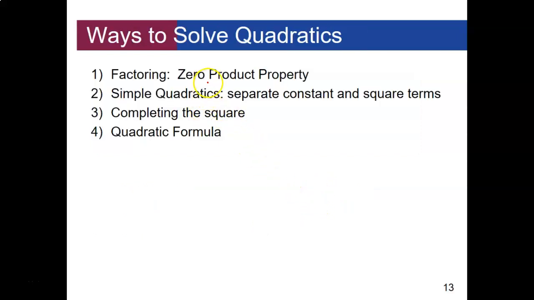Okay, so in solving quadratics, we have basically 4 different ways we're going to approach it. First of all, if you can factor it and factor it easily, then that's going to be your easiest way. The second one is occasionally you get lucky and you have quadratics that really don't have just an x term, so you're able to separate your constants and your square terms and simplify it from there, and that's not too difficult. So we'll look at a couple examples of that.